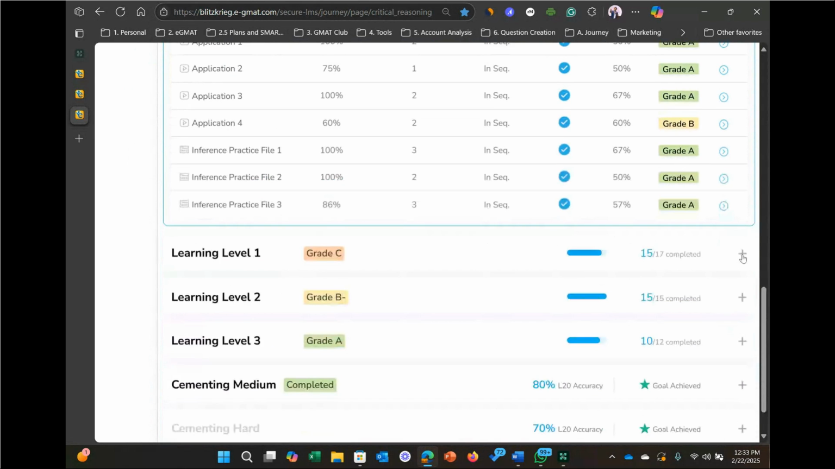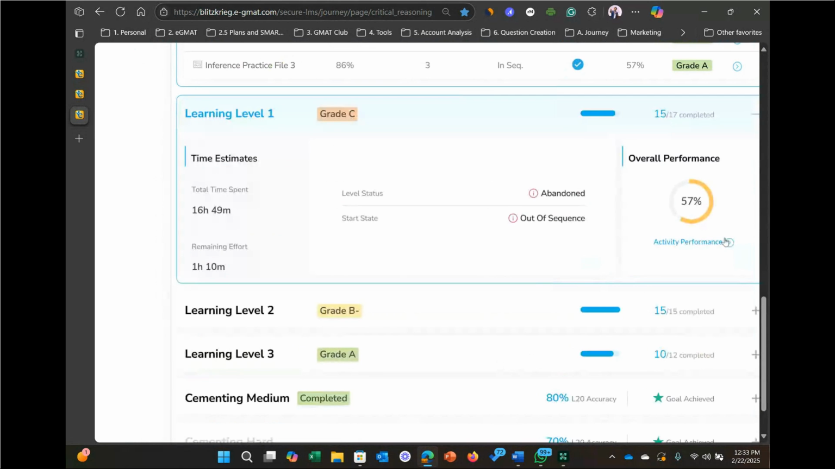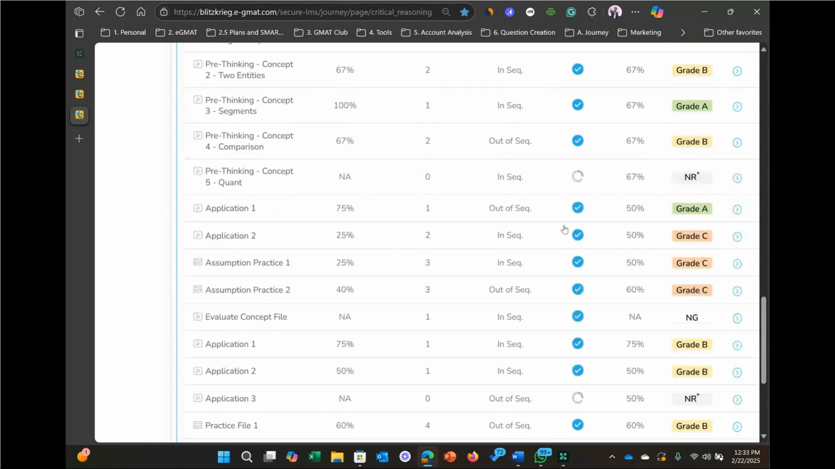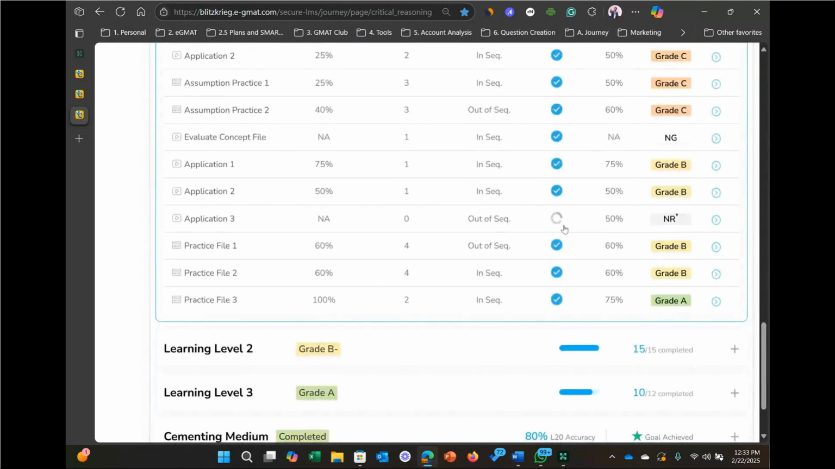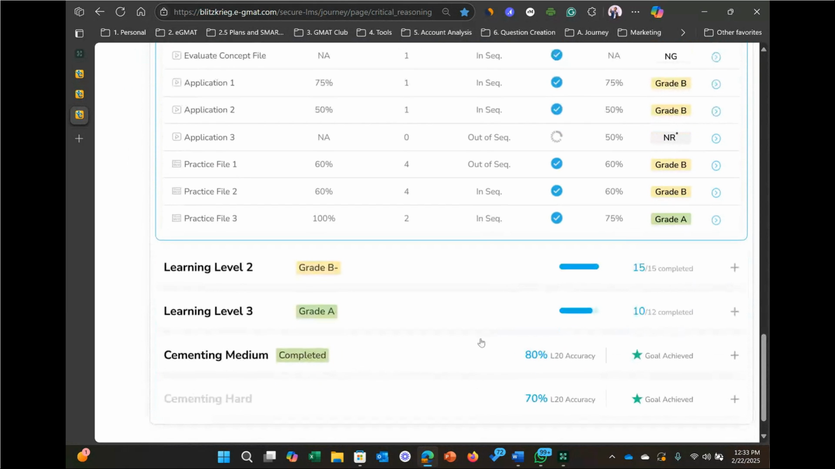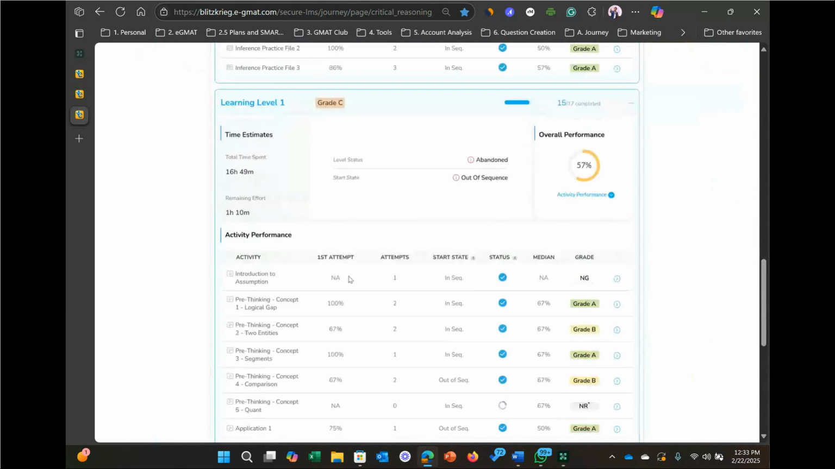In learning level 1, she got a grade C, and the reason for that was that for some of the files she just could not do it here. But then she came back with an extremely diligent approach. This is when she contacted us, and she got a grade A in learning level 3 and a grade B minus in learning level 2. Now this is really essential.